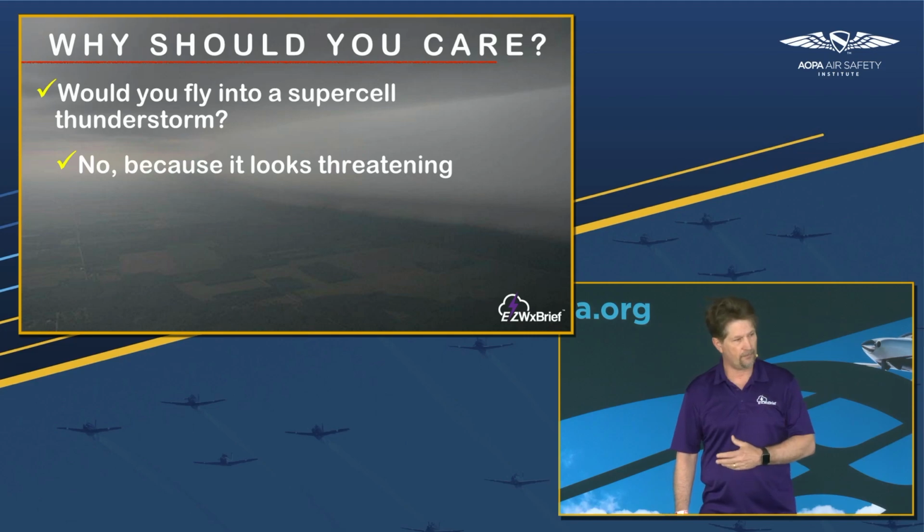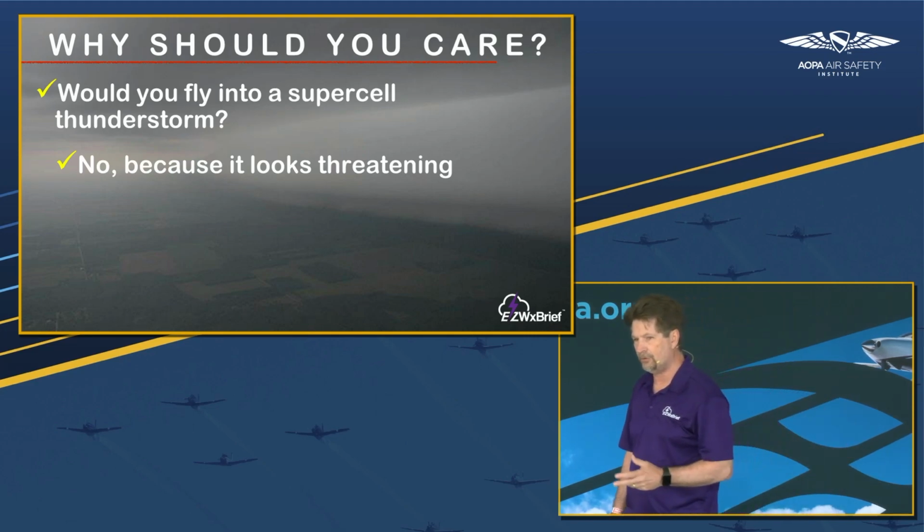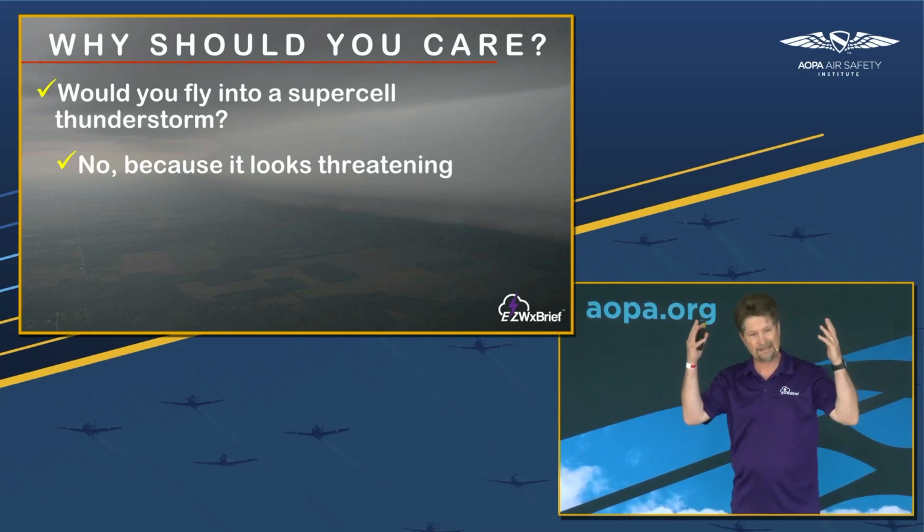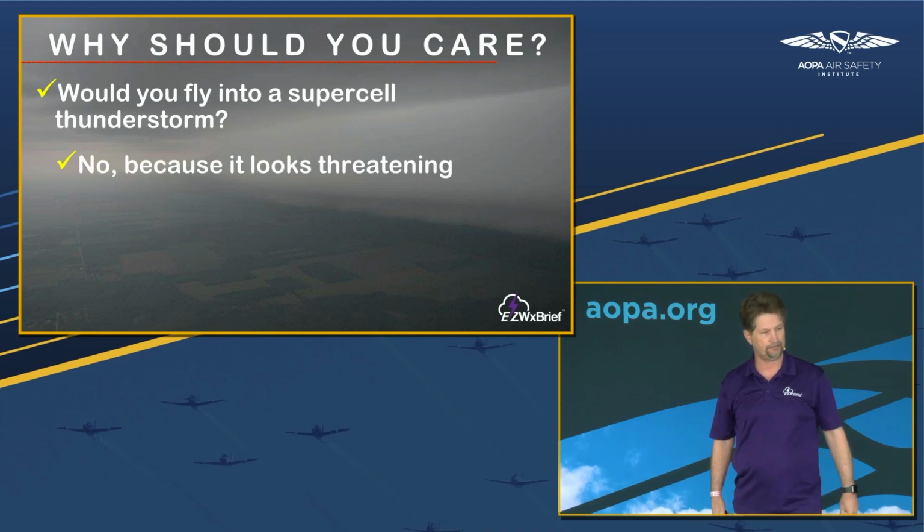Turns out that if you look at all the commercial aviation accidents, none of them have happened due to a supercell thunderstorm. Why? Because the crew sees it and doesn't want to fly in it.